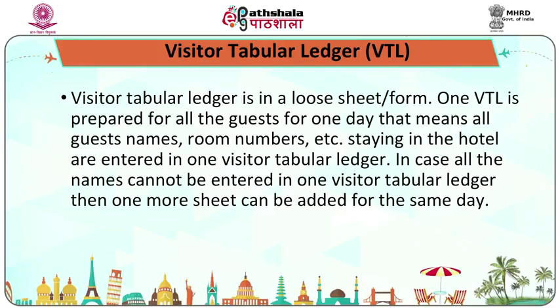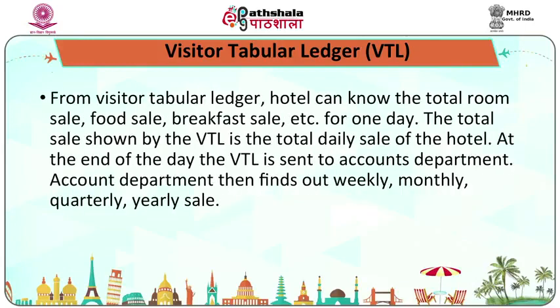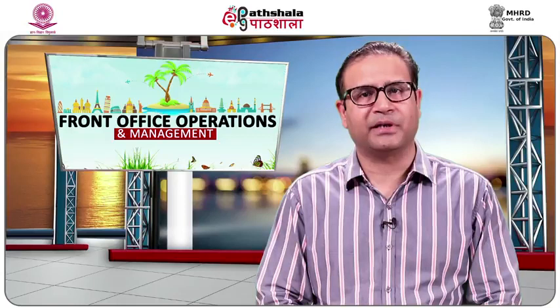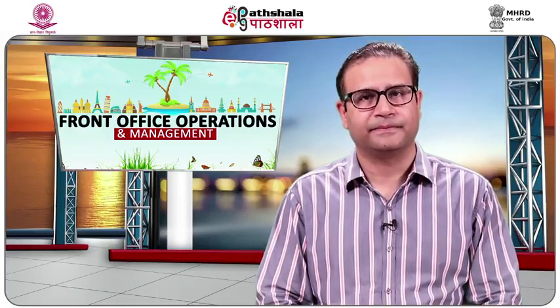for the same day. From the Visitor's Tabular Ledger, the hotel can know the total room sale, food sale, breakfast sale, etc. for one day. The total sale shown by the VTL is the total daily sale of the hotel. At the end of the day, the VTL is sent to the accounts department. The accounts department then finds out weekly, monthly, quarterly, yearly sale. This sale can be compared with the last year's sale or with the budgeted sale.